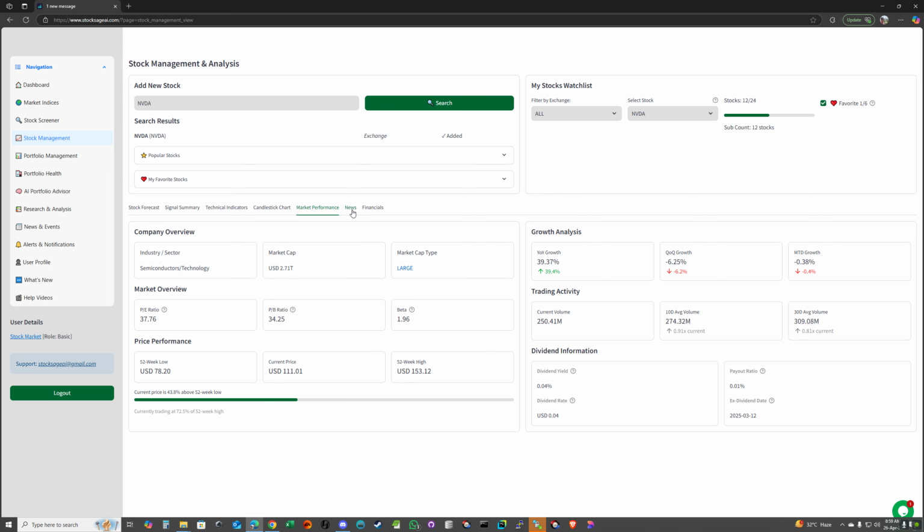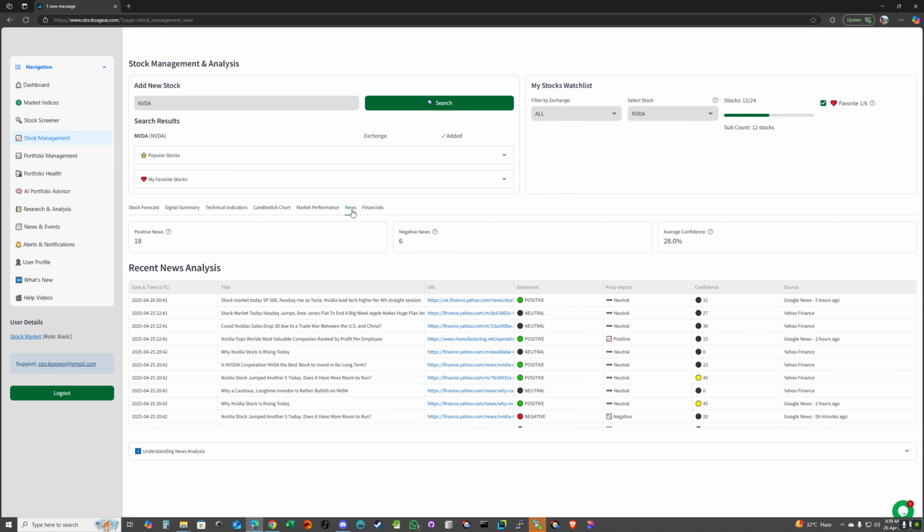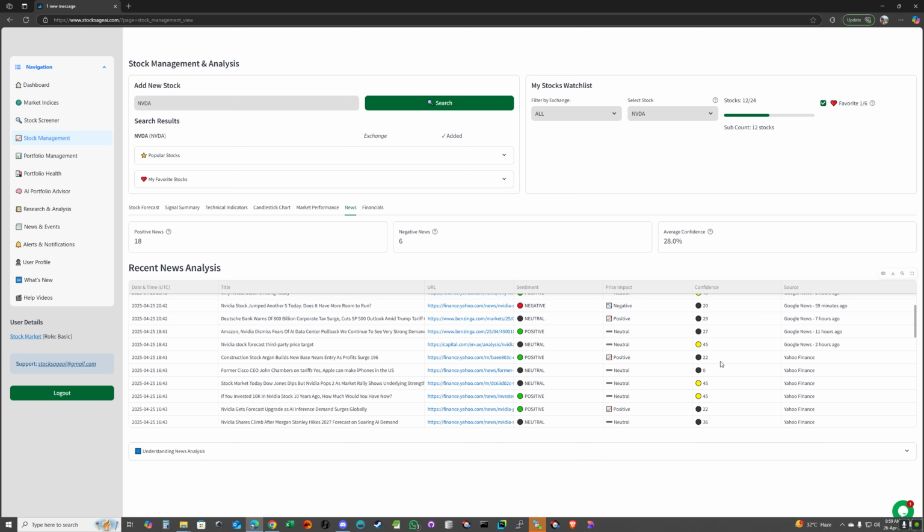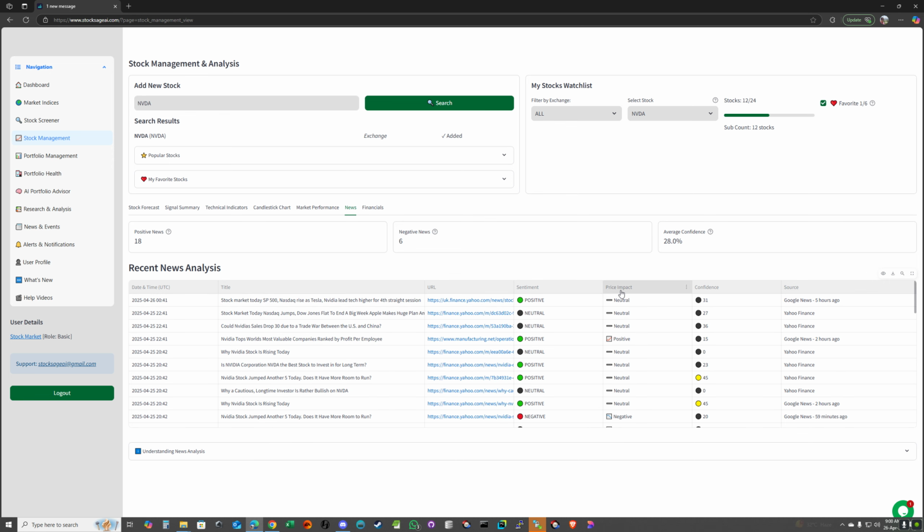Okay, moving to the next section, which is the news section. Here we keep tracking the news for the specific stock we are viewing on a daily basis. All of this news is collected from various websites, and we then do a sentiment analysis, identify any price impact, and show the confidence of that specific impact. So you can analyze this news and look at the sentiment and price impact on that stock.